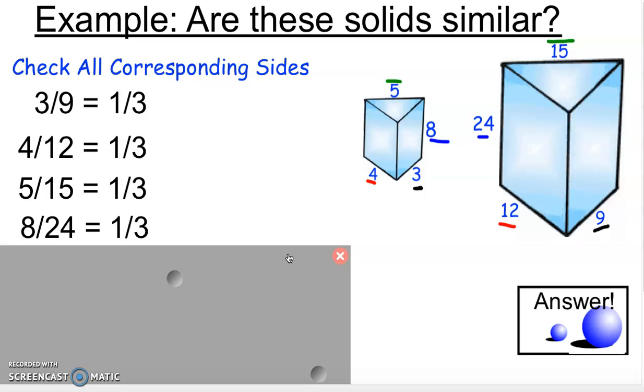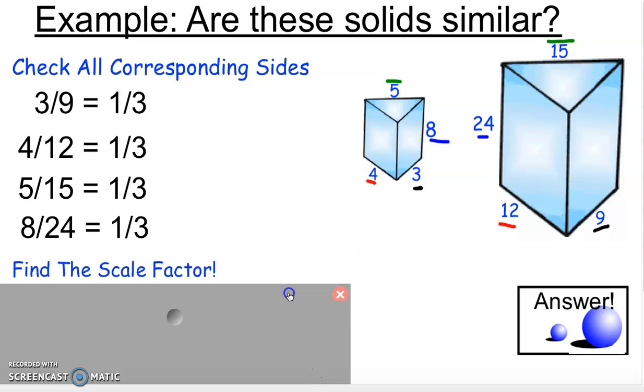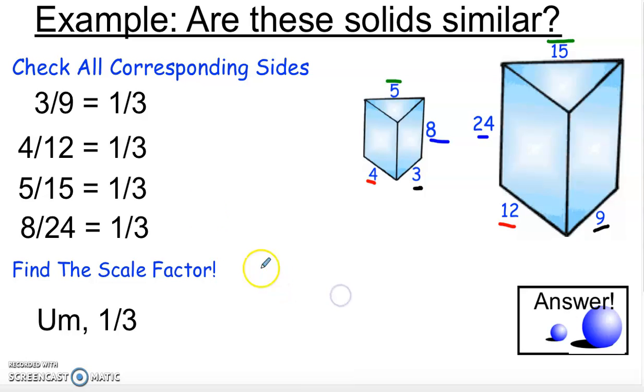So all of the corresponding side lengths reduce to the same number, and it's like, okay, now find the scale factor. Well, everything reduces to 1 over 3, so the scale factor between the two solids is 1 over 3.